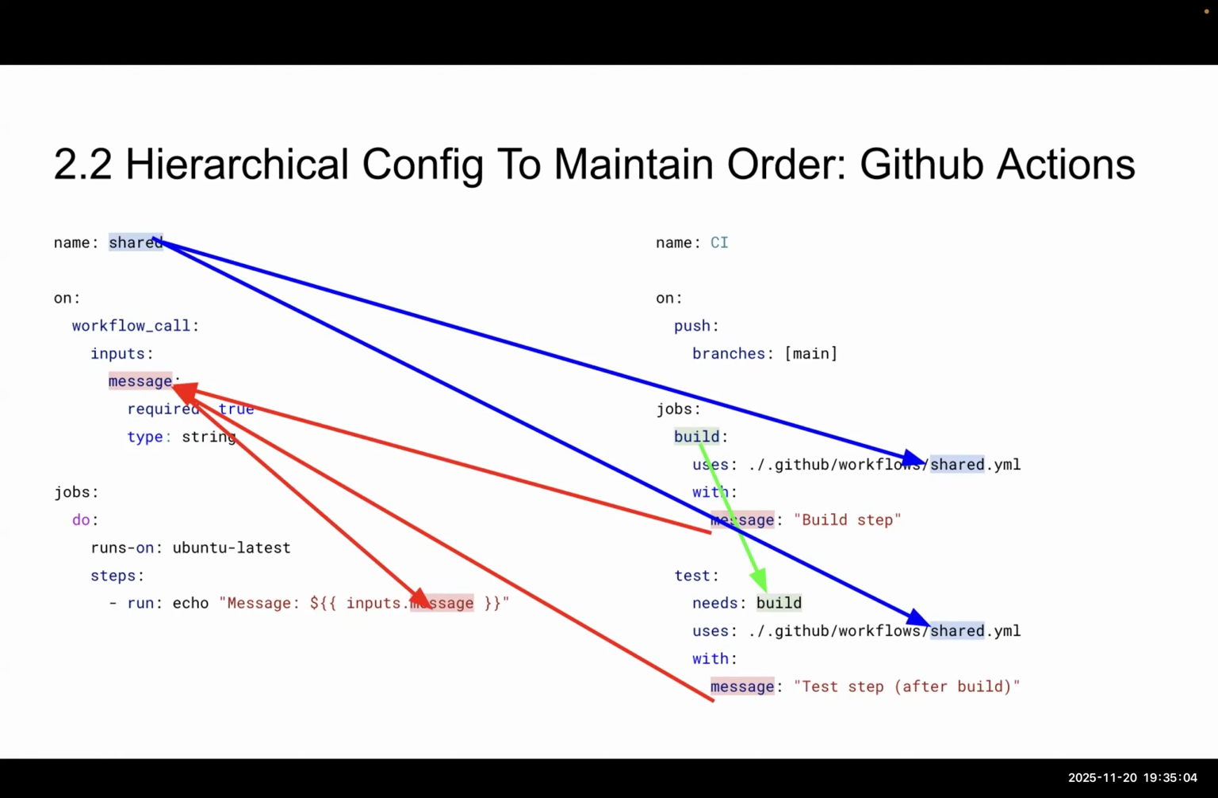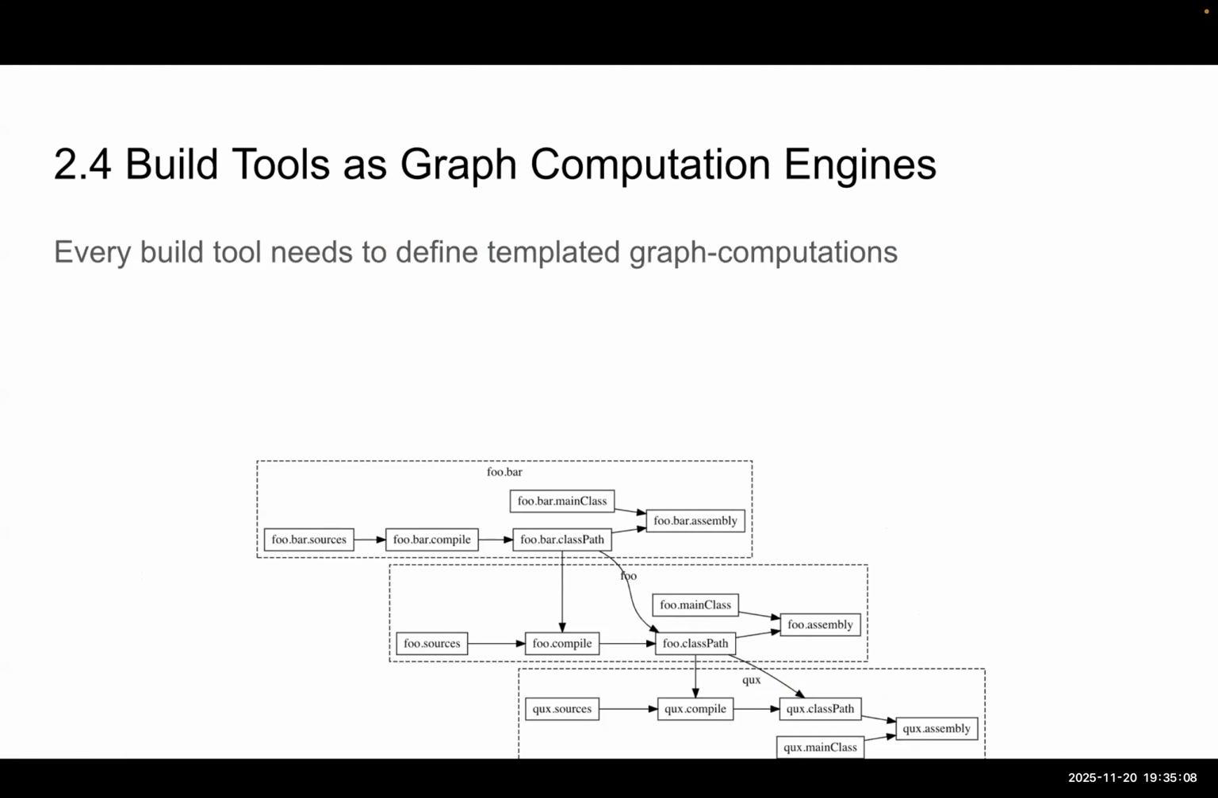And I think that's what makes these build tools very complicated, because every build tool is all about defining these templated graph computations. So for example, if you have three modules like in the bottom here, you'll see that each module has assembly, each module has a compile step, each module has sources. They look very similar, but not quite the same. Some of them don't have an upstream classpath, some of them do. Some have different compiler flags or runtime flags.